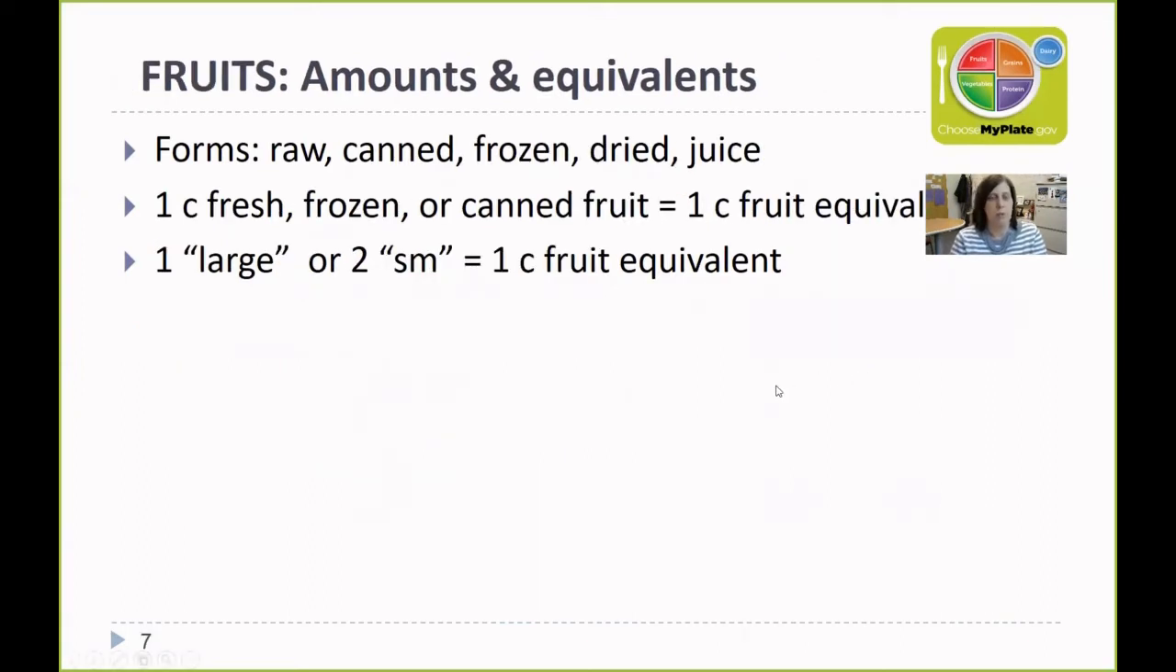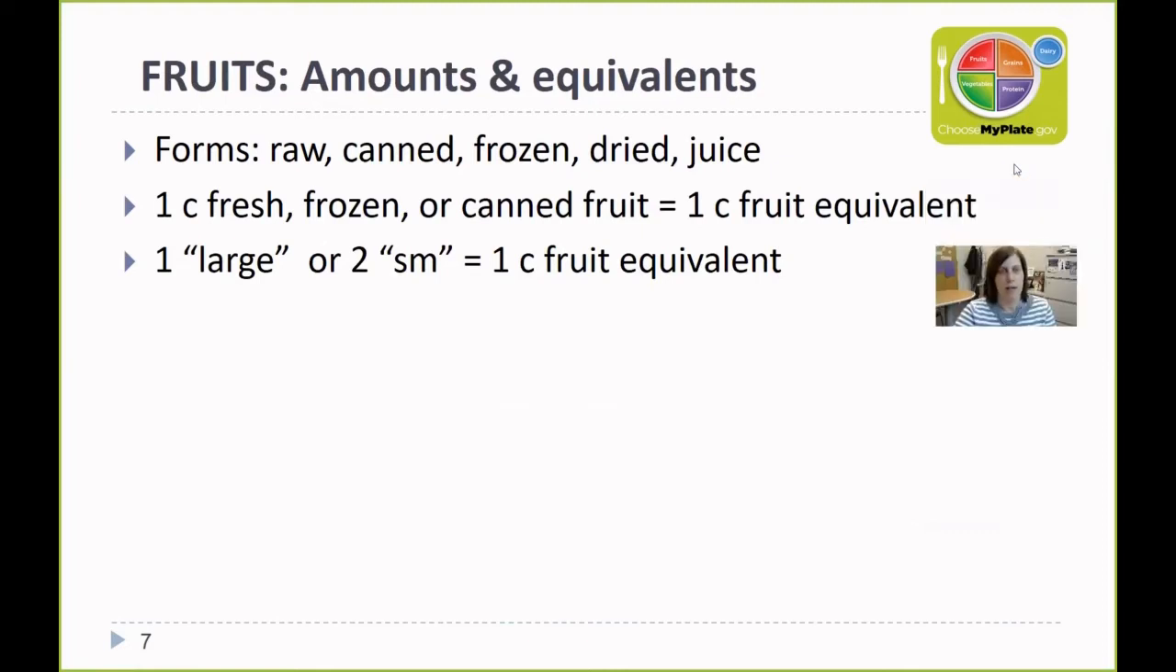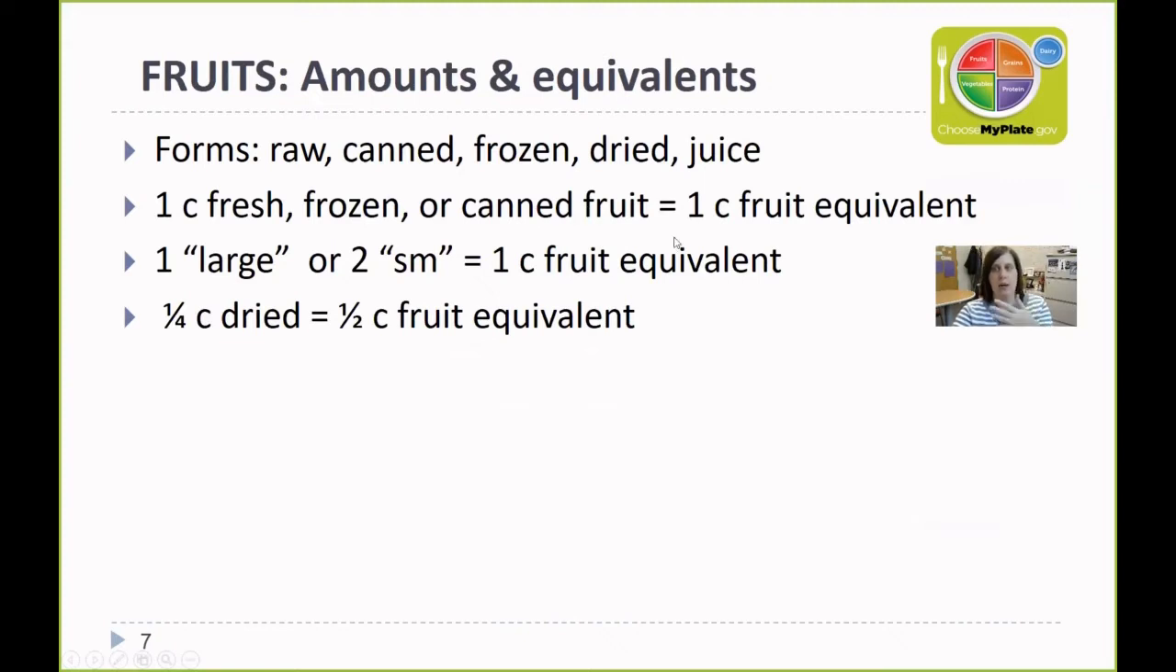What about fruits? Well, same thing here. You can consume different forms. So canned, frozen, dried fruit, juice, and raw. So what do we do for equivalents here? Well, it really depends on what we're consuming. So if you have fresh, frozen, or canned fruit, this just goes straight across. So a 1 cup of those fresh, frozen, or canned fruit would be a 1 cup fruit equivalent.